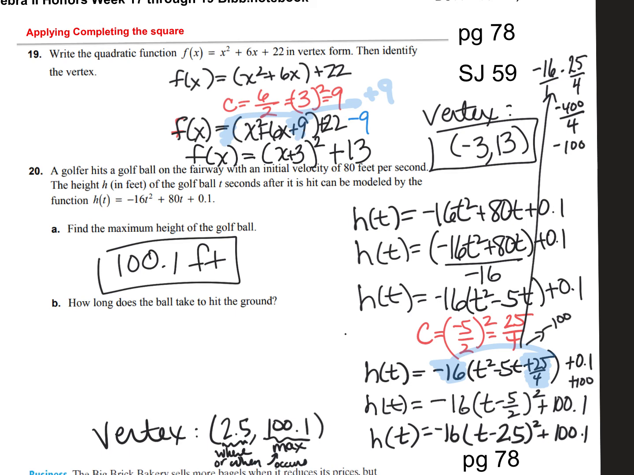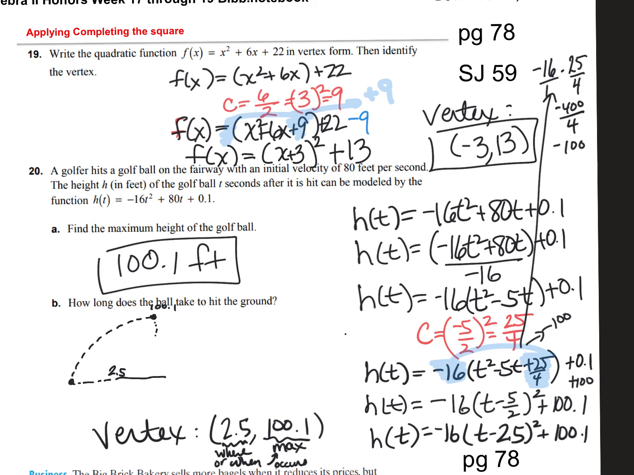For the next part, it says, how long does the ball take to hit the ground? Well, we've got to think about this for just a moment. The ball's on the ground. It gets hit into the air. And it takes 2.5 seconds for it to reach that maximum height of 100.1. But is the answer to letter B 2.5 seconds? After 2.5 seconds, is this ball on the ground? No, it's in the air. It's at its maximum height in the air.